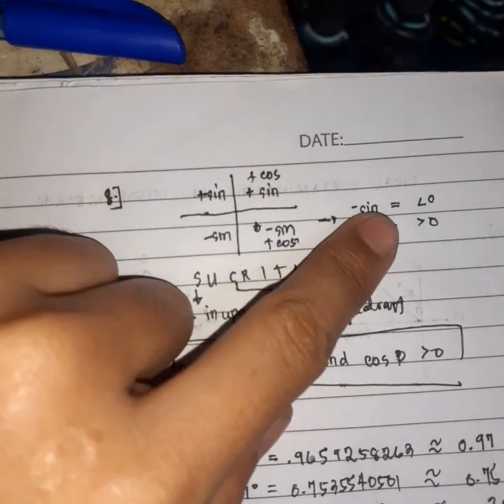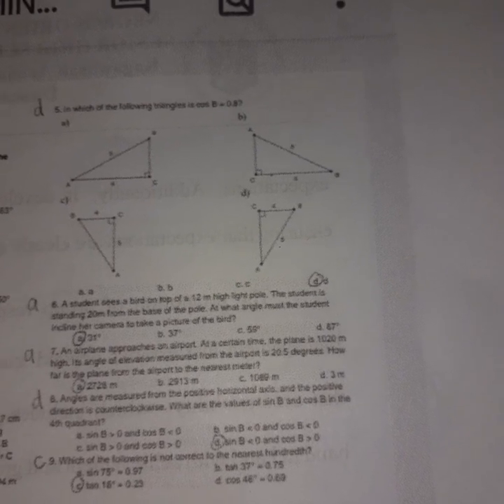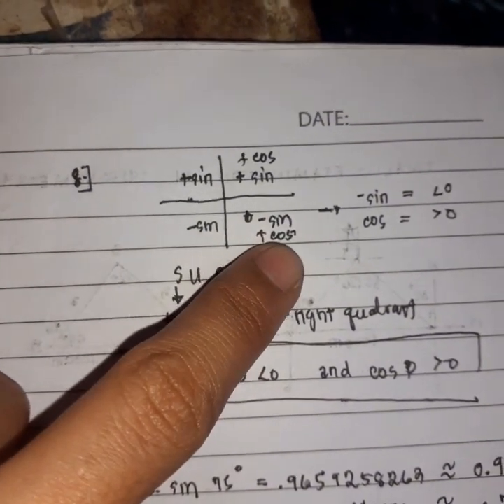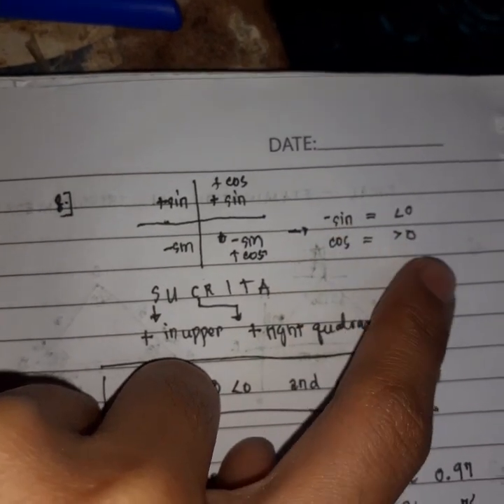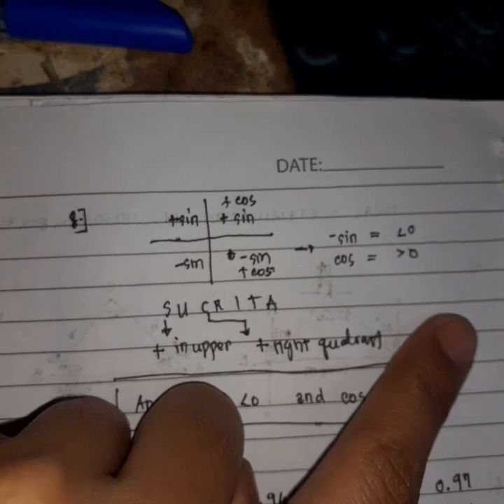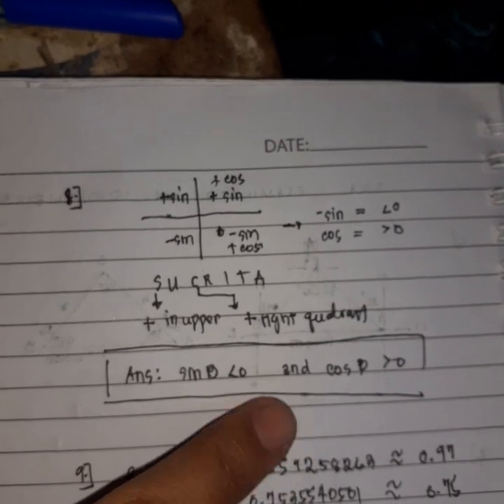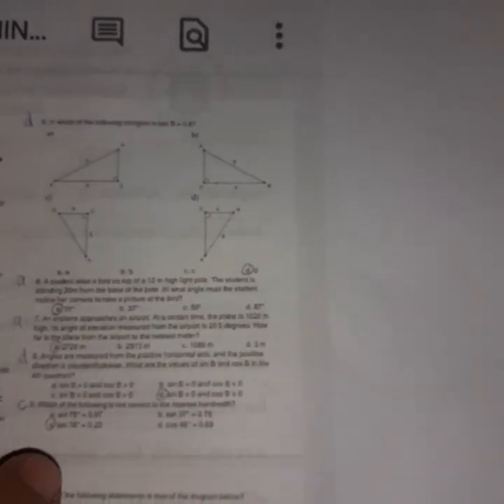Now, we are given number 8: what are the values of sine B and cosine B in the fourth quadrant? In the fourth quadrant, sine is negative and cosine is positive. So in this case, if sine is negative, then it should be less than 0 and cosine should be greater than 0. Hence, we find the answer that sine B is less than 0 and cosine B is greater than 0, which is letter D.